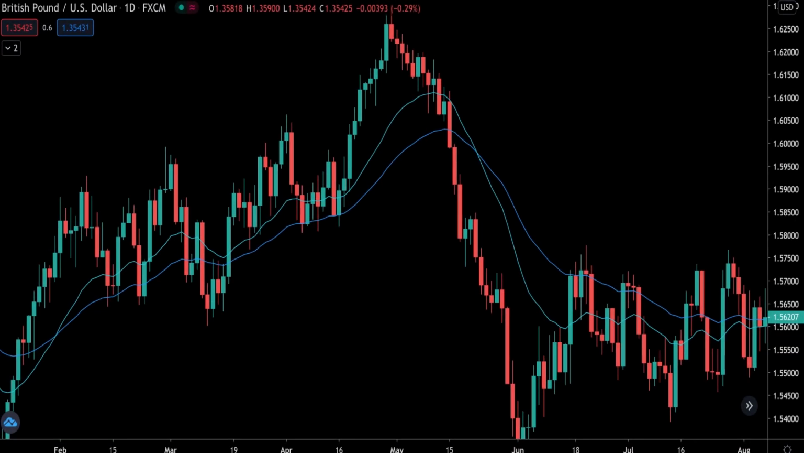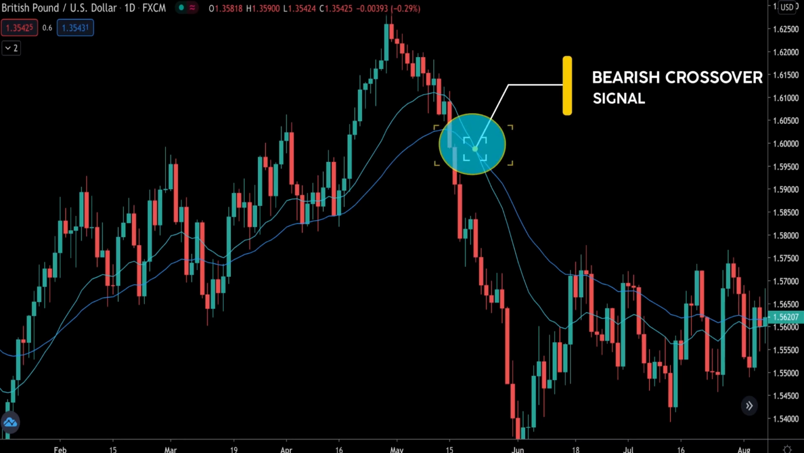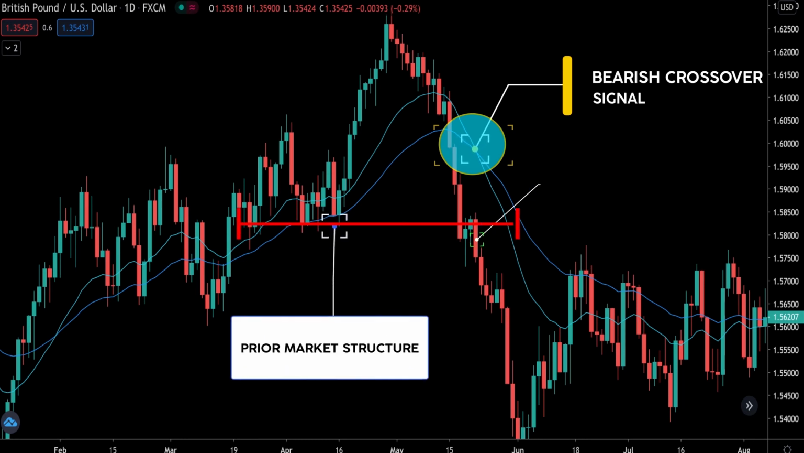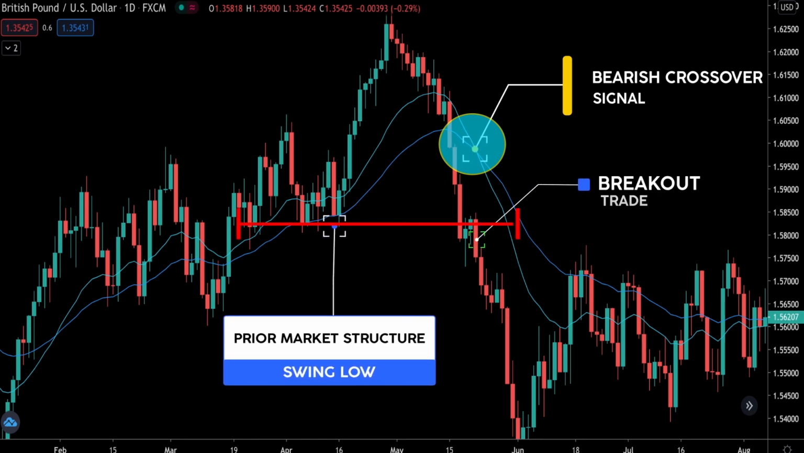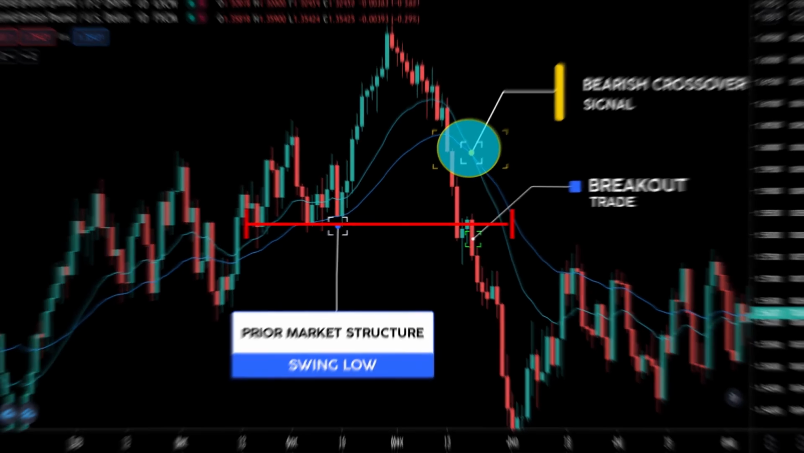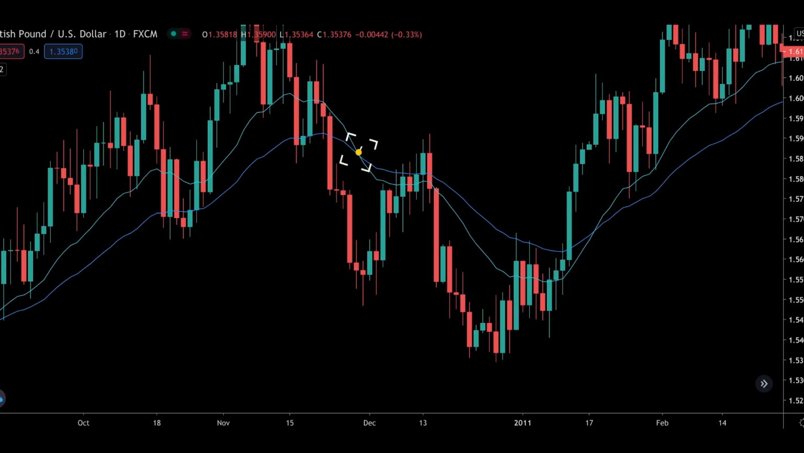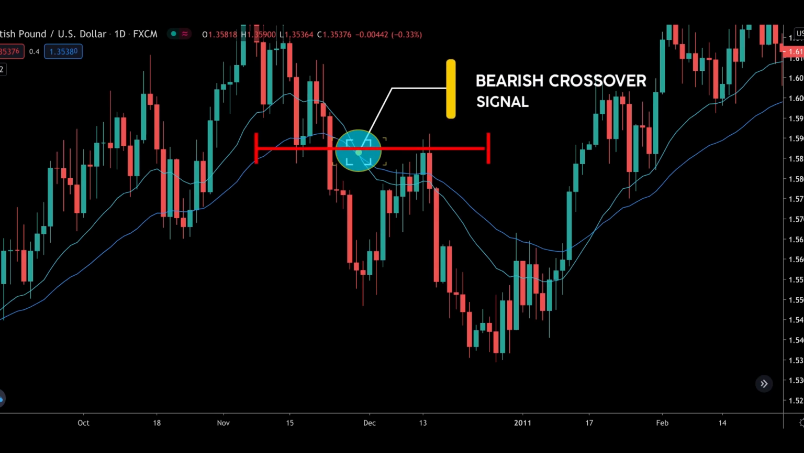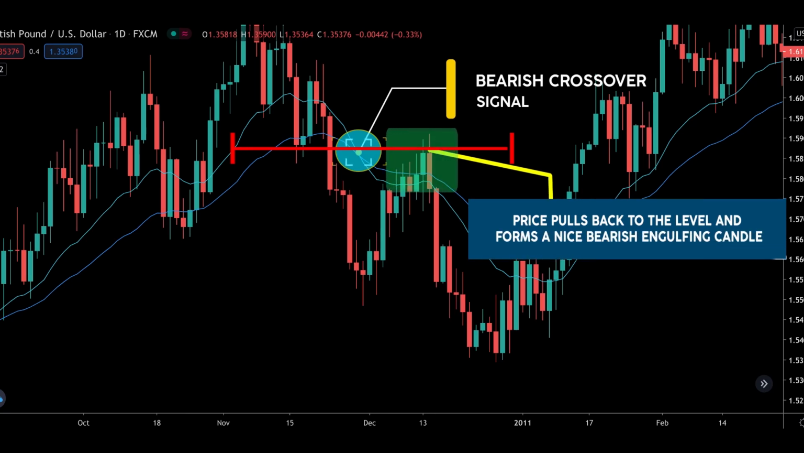Here's another example. In this case, we have a bearish crossover signal. After the crossover signal, price breaks the market structure and we could potentially enter a breakout trade. And over here, we have another example where there was a bearish crossover. Price breaks the market structure, pulls back to the level and forms a nice bearish engulfing candle.